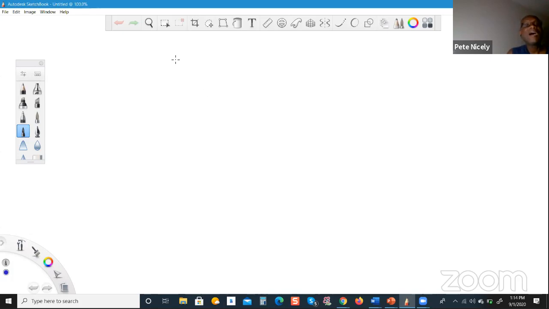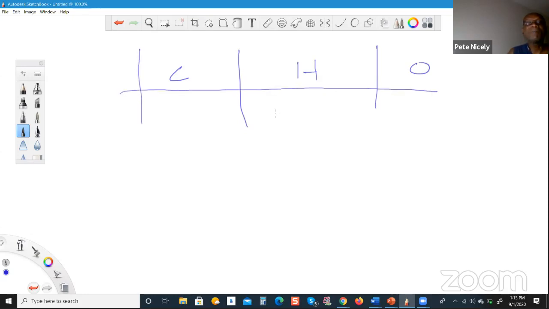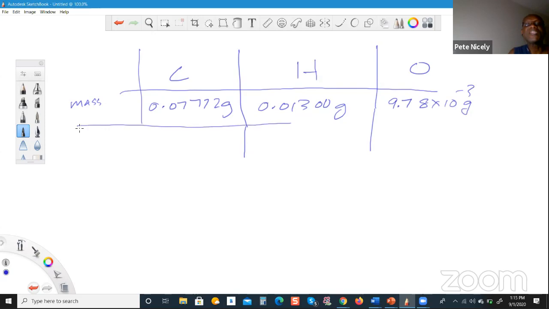At the top of the table, I'm going to have carbon, hydrogen, and oxygen, just like we had before. And this time, what I'm going to do is write down the masses that we just calculated for each of these elements in this row right here. So in the case of carbon, it was 0.07772 grams. In the case of hydrogen, it's 0.01300 grams. In the case of oxygen, it's 9.78 times 10 to the minus 3 grams. And then we do the same thing that we did before.